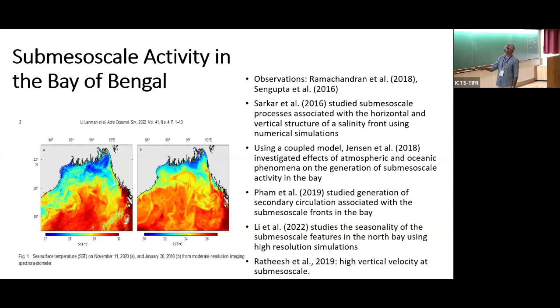This is a picture from the paper by Lee et al., which shows MODIS images on several instances. One is on November 11, 2020, the other on January 30, 2018, which shows several of the submesoscale structures with small spatial structures.